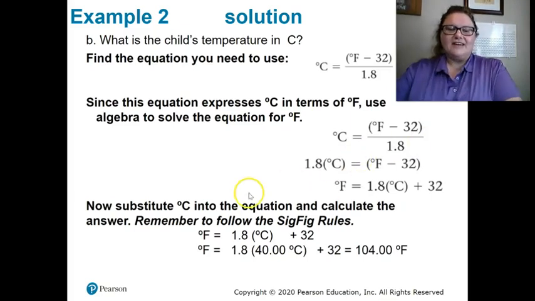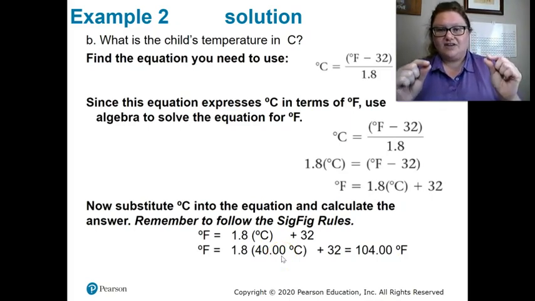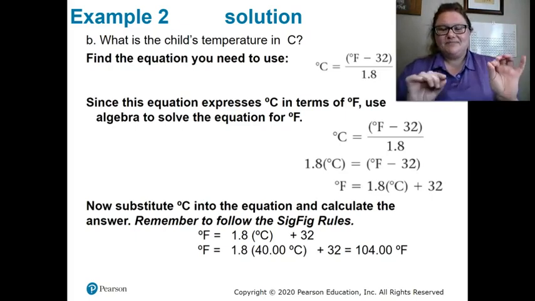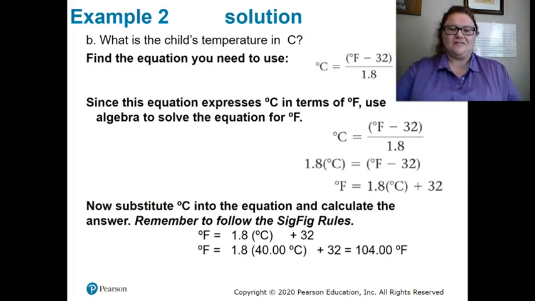So what that would look like is we would have degrees Fahrenheit equal to 1.8 times our C plus 32. So we plug in our 40.00 C, and we get 104.00 degrees Fahrenheit. So remember, we had in our instrument 0.00 to show the specificity, the precision of our thermometer, which is a very precise thermometer to read that. So we want to carry that over in our answer.